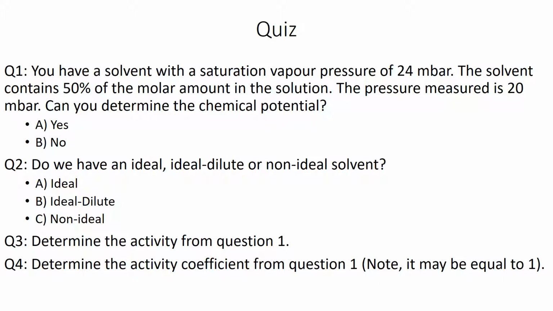Question 2. Do we have an ideal, ideal dilute, or a non-ideal solvent? And you've got 3 options. A, ideal, B, ideal dilute, or C, non-ideal. Question 3. Determine the activity from question 1. And question 4, determine the activity coefficient from question 1. And note, it may be equal to 1.